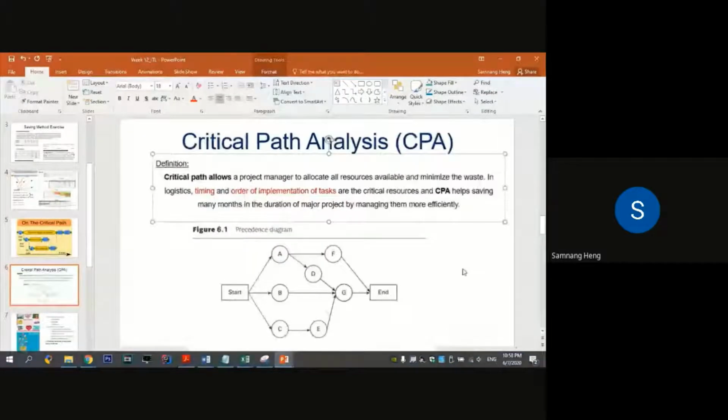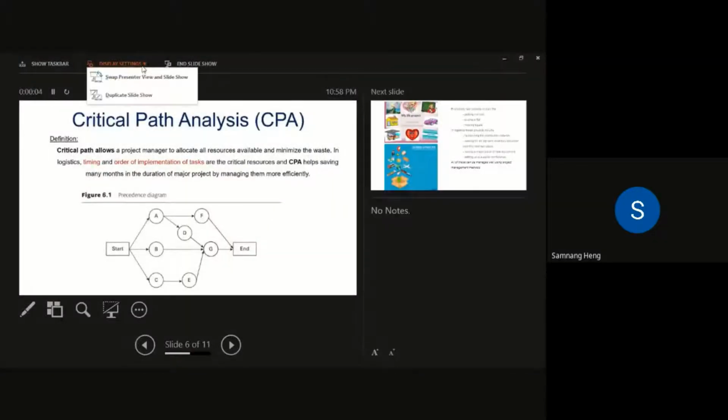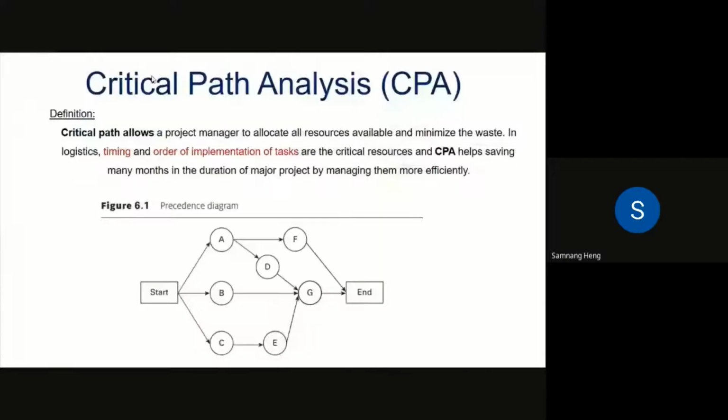Helps saving many months in the duration of a major project by managing them more efficiently. So what does it mean? Critical path analysis helps the logistics manager to save time. It helps them decide which task should be done first and which one should be done next. And this will allow them to save a lot of time.